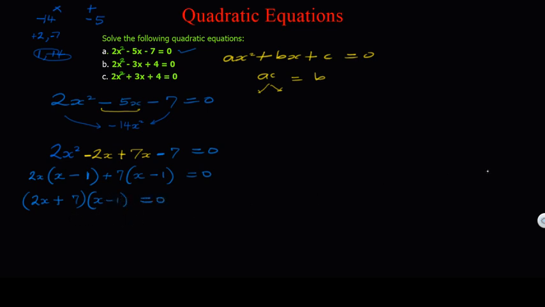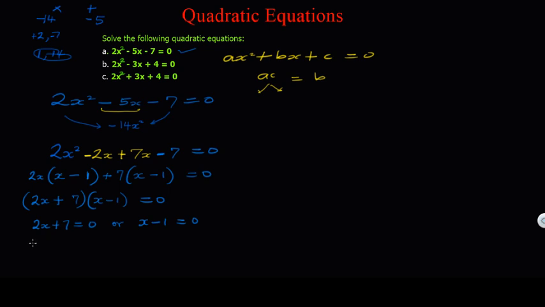What this means is that for the product of two numbers to be equal to 0, either one of those numbers is equal to 0 or both of them are equal to 0. So for this to be equal to 0, either this is equal to 0 or this is equal to 0, or both of them are 0. So let's now start to test that. That will give us 2x plus 7 equals to 0, or x minus 1 equals to 0.